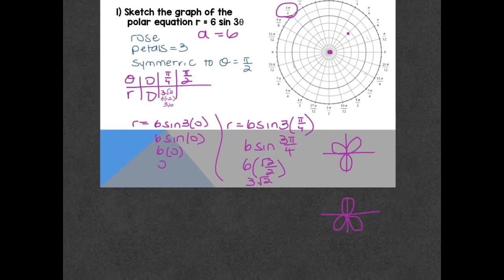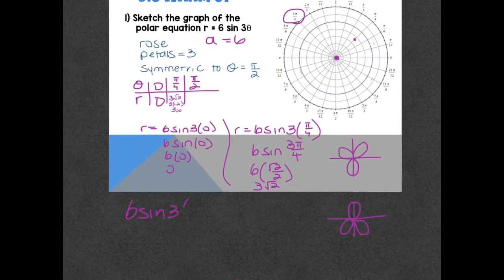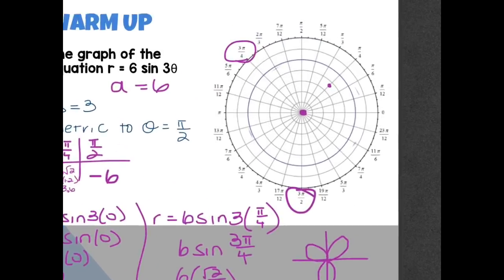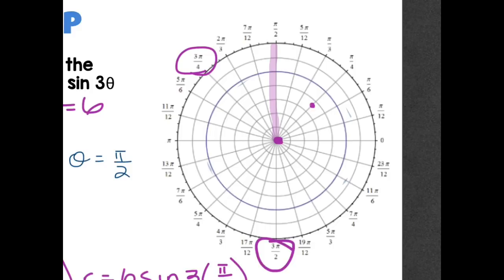So if I plug in pi over 2, I get 6 sine 3 times pi over 2, 6 sine 3 pi over 2. So 3 pi over 2 is down at the bottom here. I know that the sine there is -1, so 6 times -1 is -6. So now I know at pi over 2 it's -6. Now when I graph that, pi over 2 is this line, but -6 tells you you're going where? Down. So 1, 2, 3, 4, 5, 6 is my point. So there I just found the edge of a petal. I know it's going there, which means my graph has to go this way and this way in order to be symmetric to the pi over 2 line.